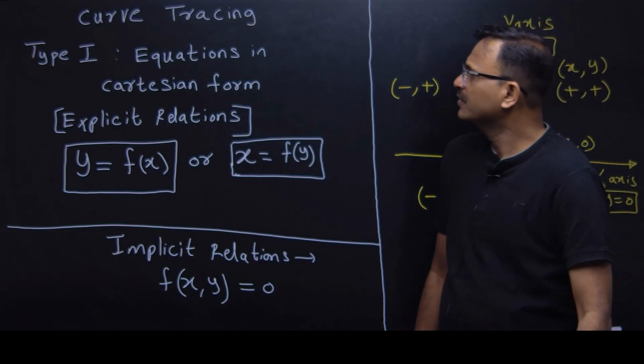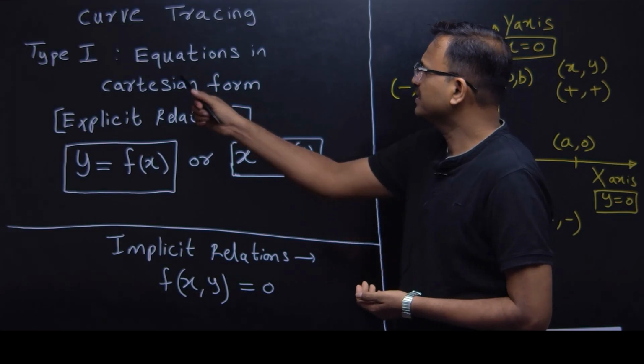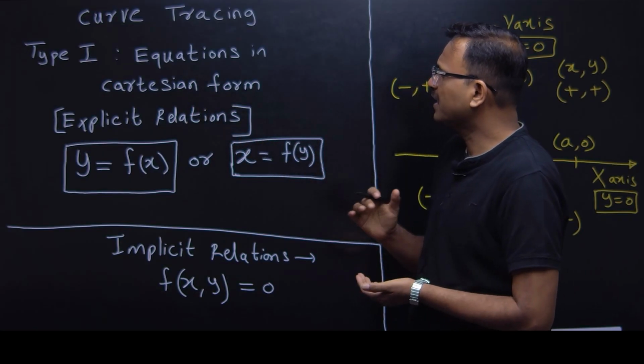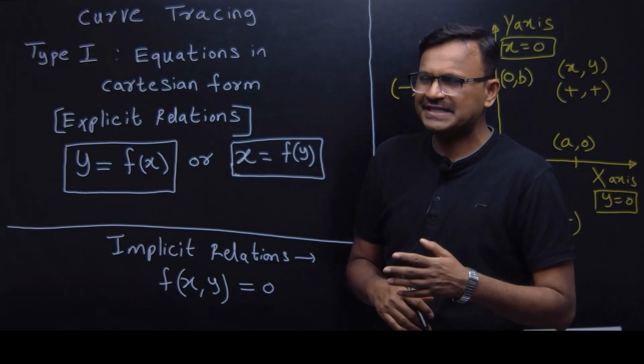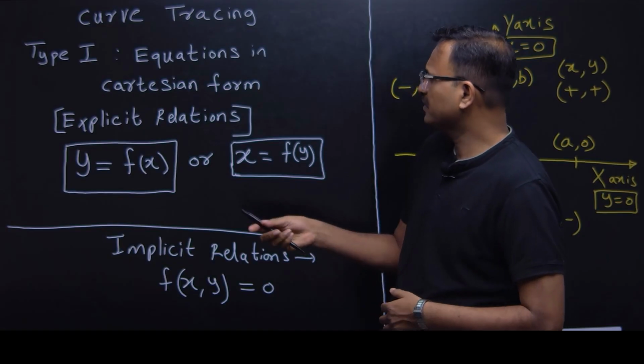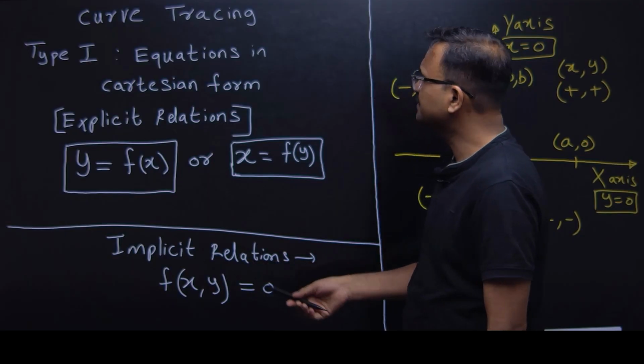Yes. Today we'll start with curve tracing. We'll be discussing type 1 equations in Cartesian form. Equation in Cartesian form means the equations which are in terms of x and y. Now we'll come across two types of relations, explicit relations and implicit relations.